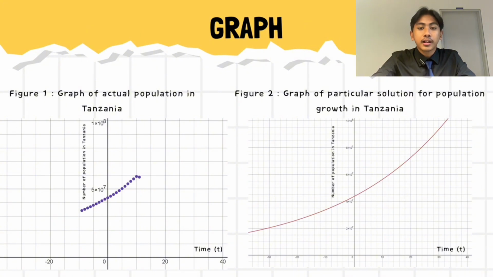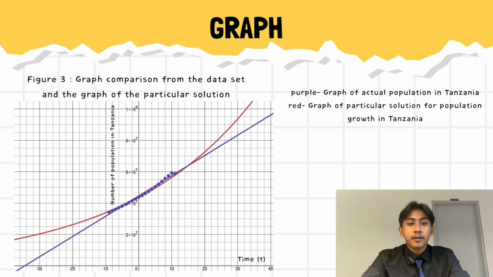This graph increases exponentially, meaning that the model predicts that the population will grow faster over time. Here, Figure 3 is showing the graph comparison from the dataset and the graph of the particular solution. Both graphs that are plotted increase in a fixed pattern, indicating that the values are consistent.